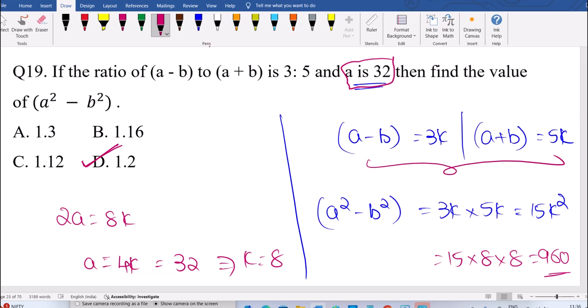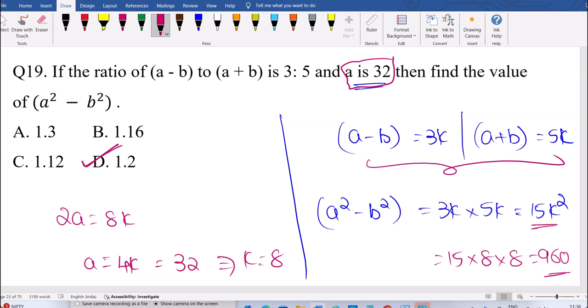My answer should be divisible by 15, a 15 multiple. I am going with very simple logic. Maybe they made a mistake. They took K square value as 8. If K square is 8, 15 into 8 is 120, 1.20 some point.